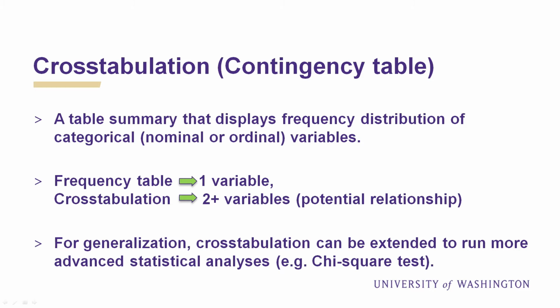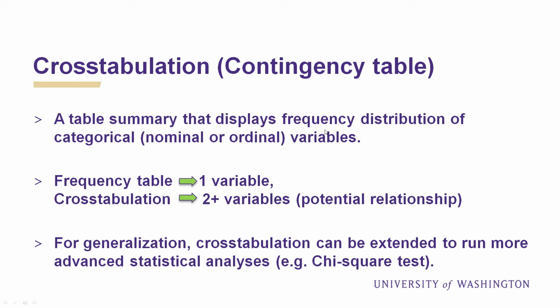Cross-tabulation, also known as contingency table, can be defined as a table summary that displays frequency distribution of categorical variables. And as you may already know, categorical variables include nominal and ordinal variables. And you may also think this word, frequency, sounds very familiar, right? We already learned how to create a frequency table in SPSS.